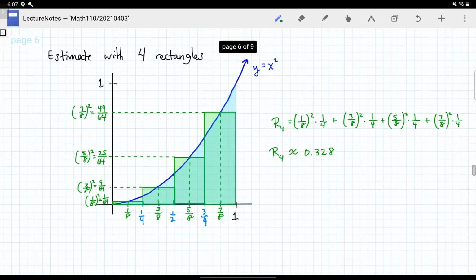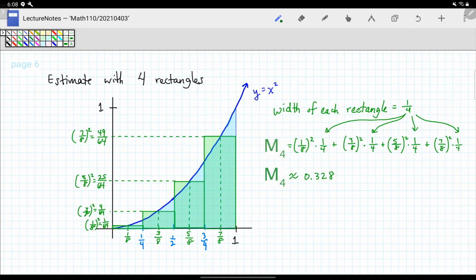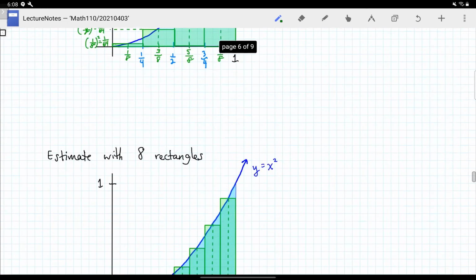Let's look at what it looks like with 4 rectangles. Keep in mind I have that whole interval divided into 4 equal pieces. So the width of each rectangle is 1/4, and that shows up here in each of these. And then the heights of the rectangles are determined by inputting the midpoint of each subinterval into the function. So the first subinterval, the midpoint is 1/8, and so 1/8 squared is 1/64, so that's the height of that first rectangle. And here's what it looks like with 8 rectangles.